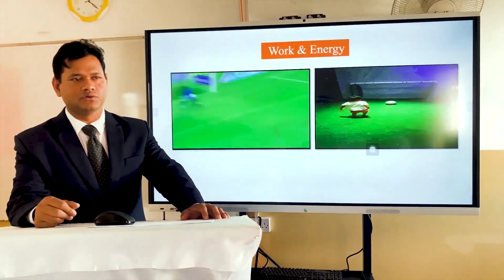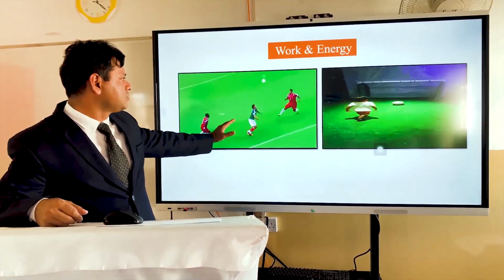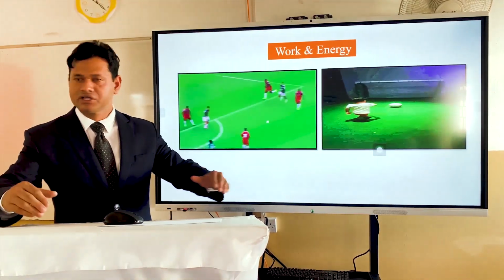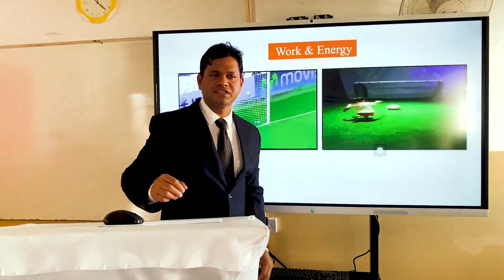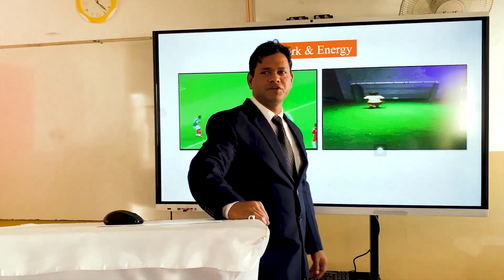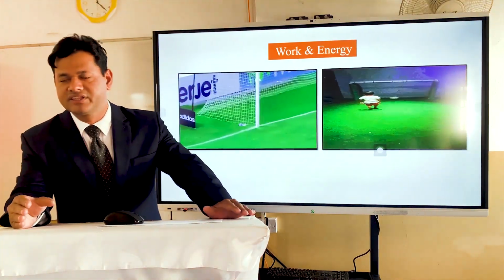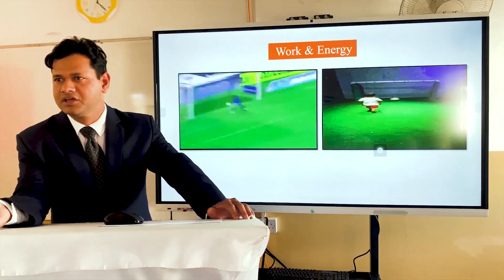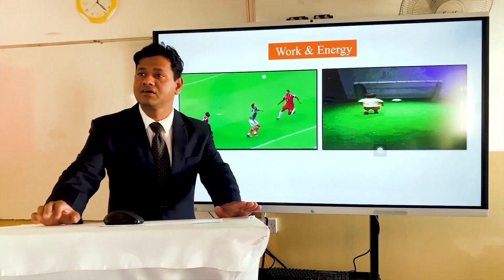Yes, very good, thank you. So here the adult players are applying a kick on the football with a huge amount of energy, okay? So the ball is moving fast. But the kid, look here, he's just simply tossing the ball because he has less energy. So from here we can understand that the person who has more energy can do more work, but the person who has less energy can do less work.